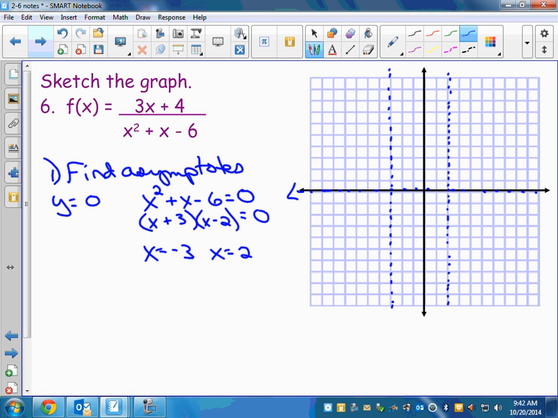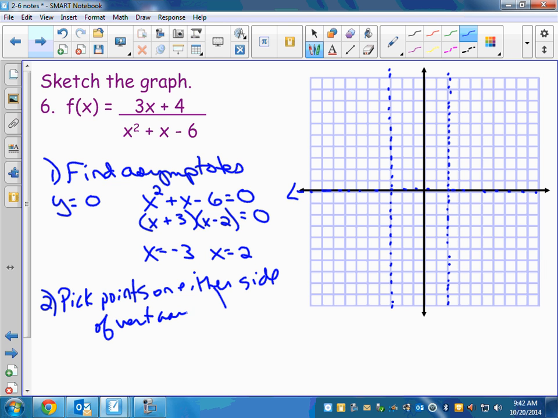Also remember that the outside pieces will always be those shapes like 1 over x. You just have to figure out where they start. So if you just pick a point on either side of the vertical asymptote, we can figure out, is it going to be up here or down here, and we can usually just pick one point. So step 2, pick points on either side of the vertical asymptote.